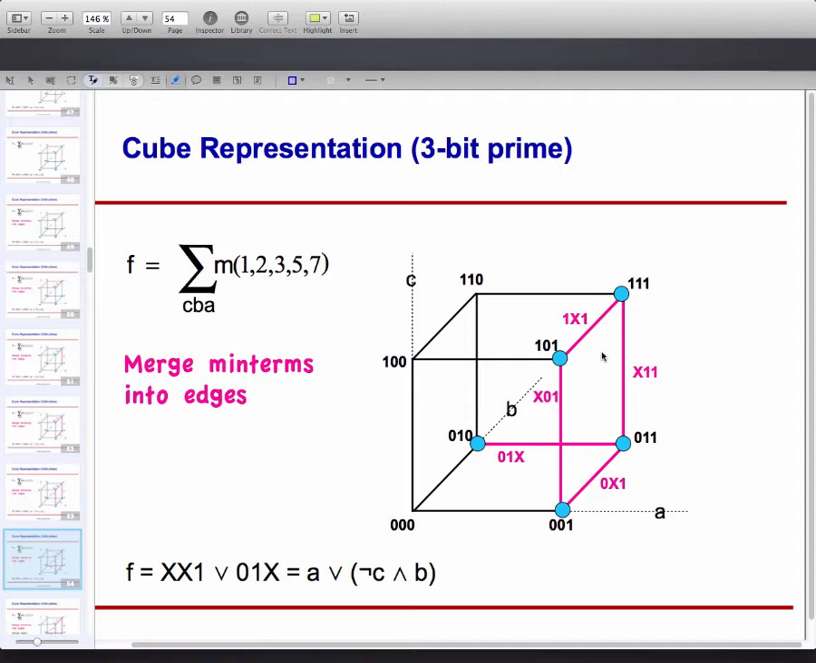Anyone wants to shoot? 3? Yeah, 3 is correct. So let's see why 3 is correct.